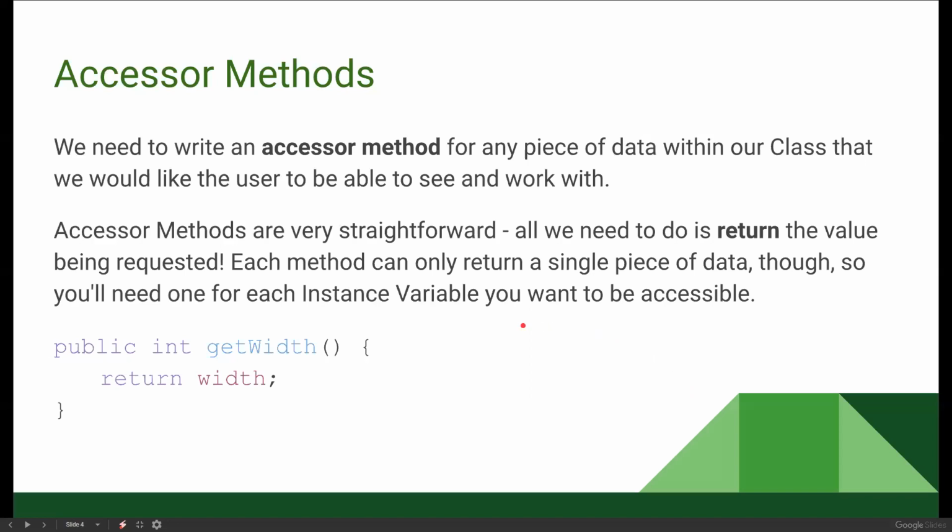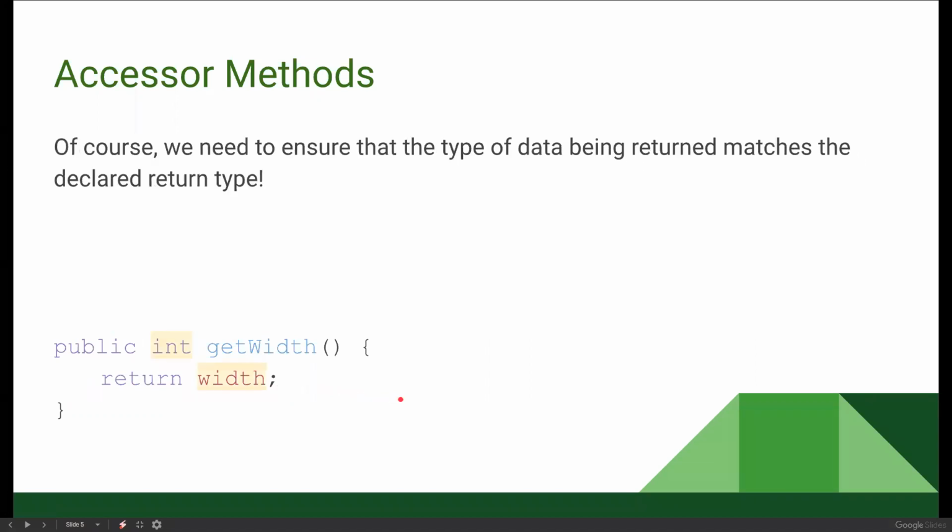As an example, let's say from our rectangle class, we want to let the user access the width instance variable. We can have our public int getWidth, and then we will return that width value. Of course, just like any time we are working with methods, we need to ensure that the type of data we're returning matches the declared return type. This is the rule of methods that we've learned for a while now. Just make sure that those types match.